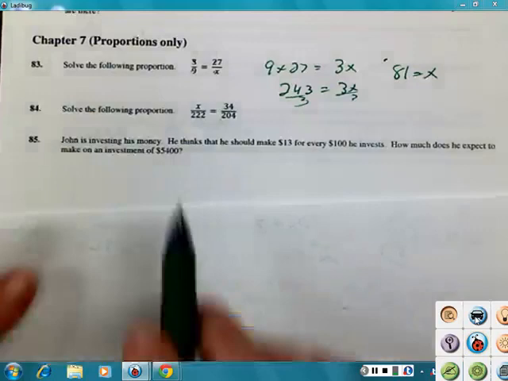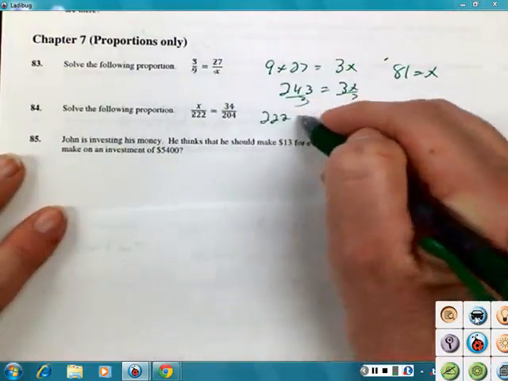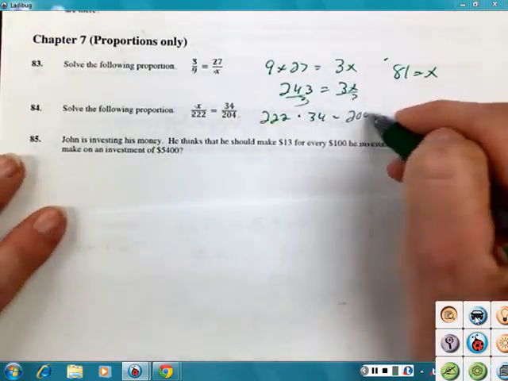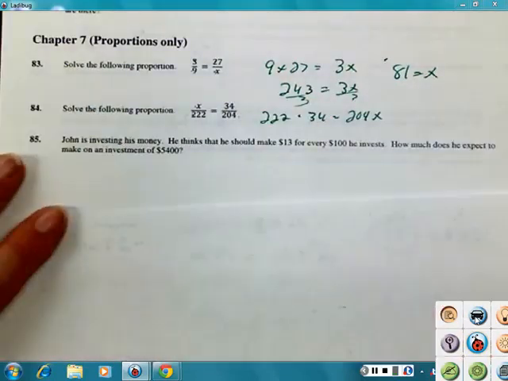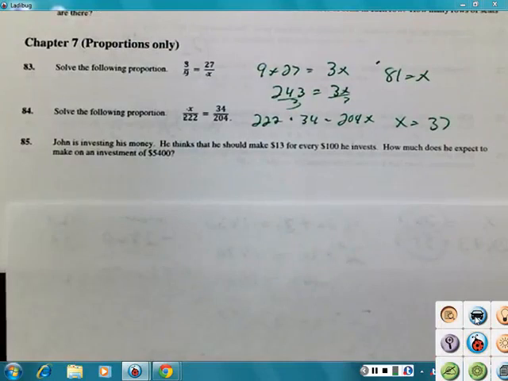And this one, same thing, 222 times 34 is equal to x times 204. So 222 times 34. Divide that by 204. And we find x is equal to 37 with that one.